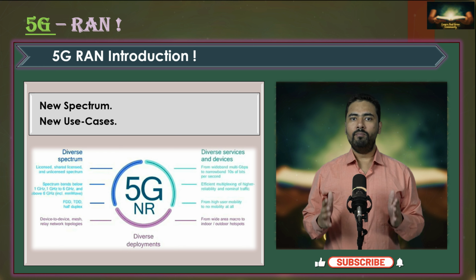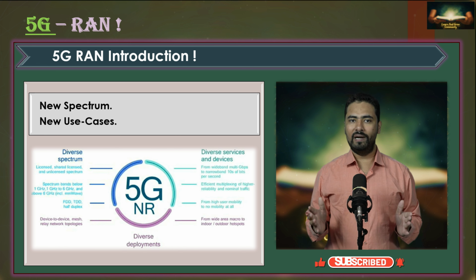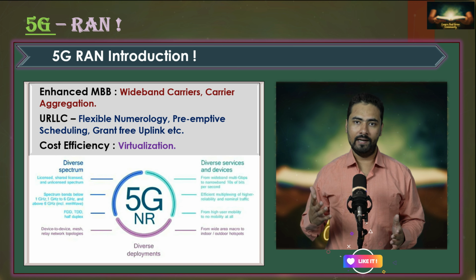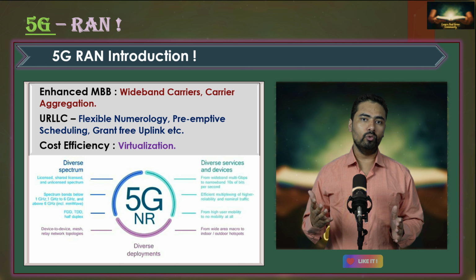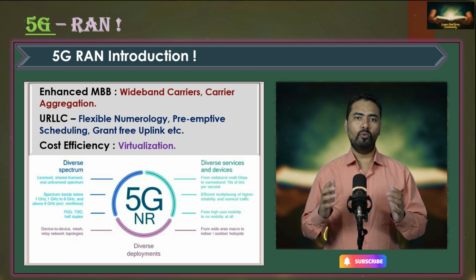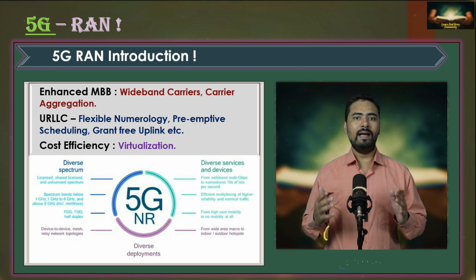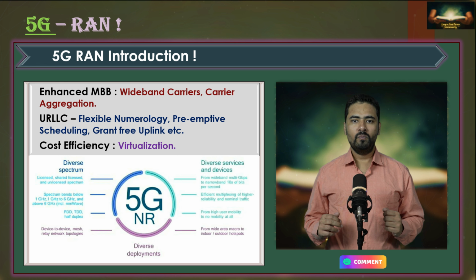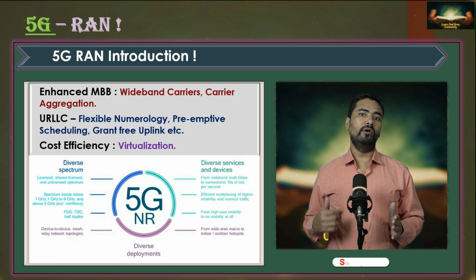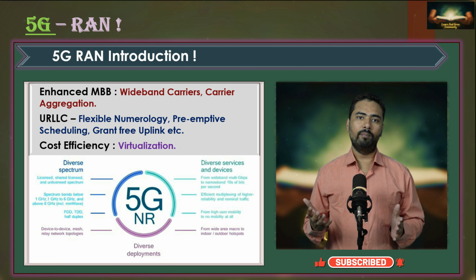In the 5G ecosystem, NR will not be the only wireless technology. Instead, it will work together with other wireless technologies such as LTE. In the new 5G designs, there are many enhancements that cater to the different goals of 5G. For enhanced mobile broadband, 5G also introduced some new concepts such as massive MIMO, beamforming, wideband carriers, and carrier aggregation, etc. Also, to support the ultra reliable low latency use cases, 5G included new features like flexible numerology, preemptive scheduling, and grant free uplink access.